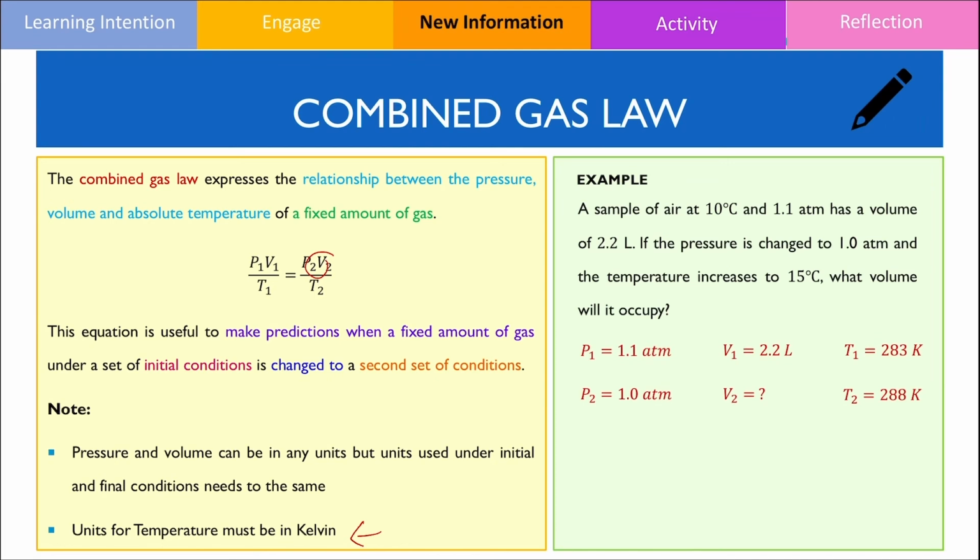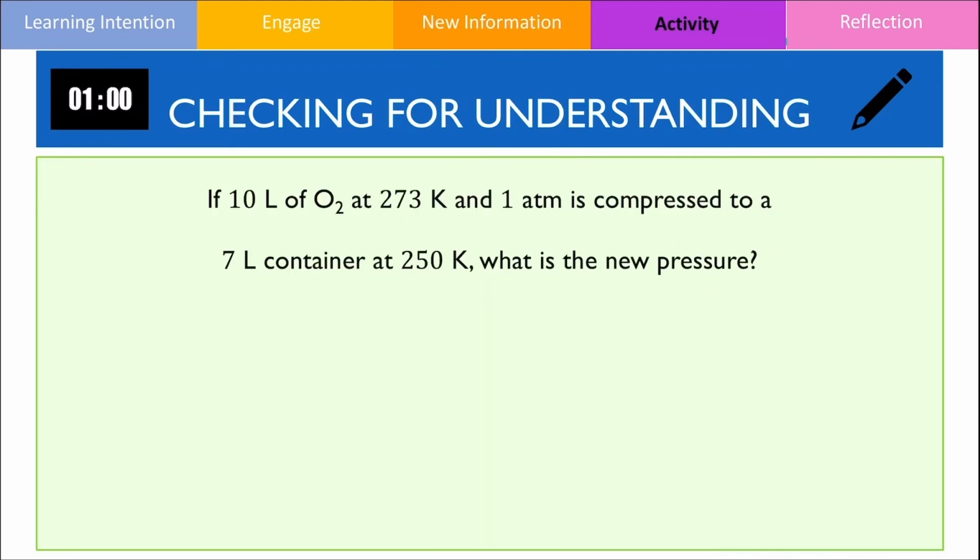From here, we can plug in the values into the formula and rearrange to solve for V2. This can be done by multiplying both sides of the equation by 288 and then dividing by 1.0, and if you put this into the calculator, you should get an answer of 2.5 liters. I would now like you to solve a similar problem. Pause the video now and resume again when you're ready to confirm your solutions.